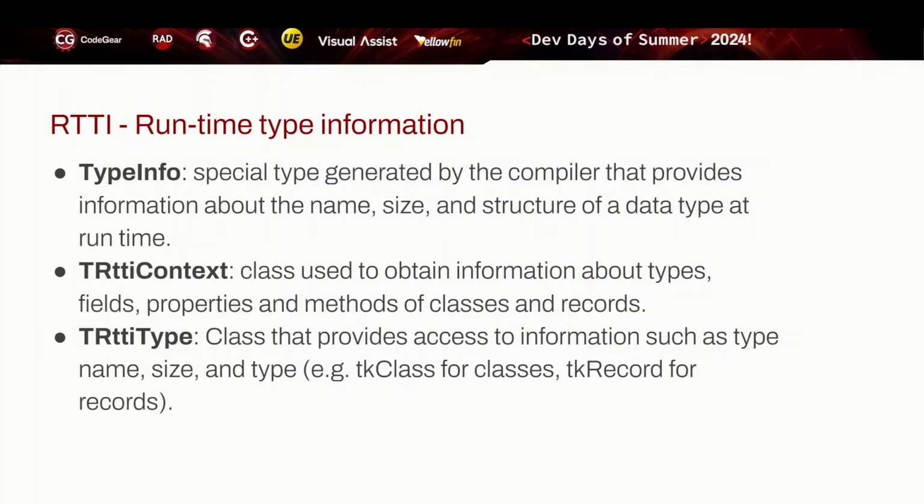RTTI provides some classes to access this information, such as TypeInfo, a special type generated by the compiler that provides information about the name, size, and structure of a data type at runtime. The TRttiContext, a class used to obtain information about types, fields, properties, and methods of classes and records. The TRttiType, a class that provides access to information such as type, name, and size. For example, tkClass for classes, tkRecord for records.